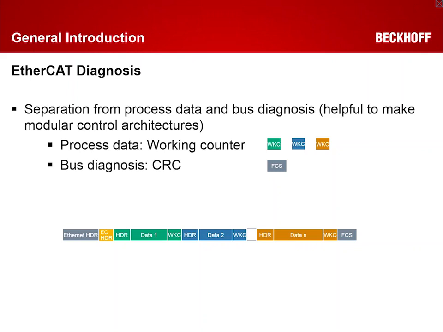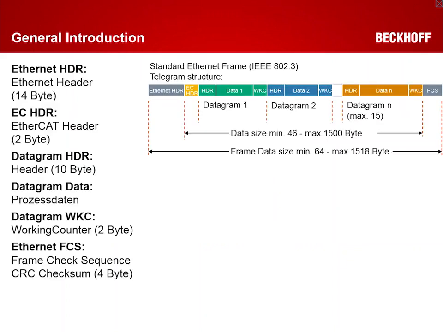At the bottom you see a frame which is built up with an Ethernet header and ends up with a frame check sequence. In more detail, we have a standard Ethernet frame according to IEEE 802.3. We start with an Ethernet header, then we have an EtherCAT header, and then we have different datagrams, which are sub-datagrams inside an Ethernet frame. They all start with their own datagram header, with data in the datagram, and they end up with a working counter. At the end of the complete frame, we have the frame check sequence, which is mainly a 16-bit CRC.